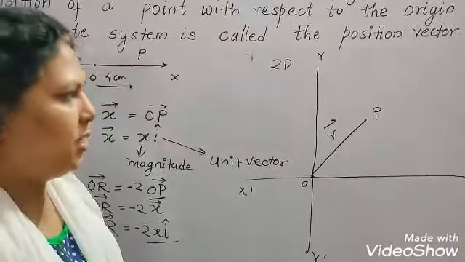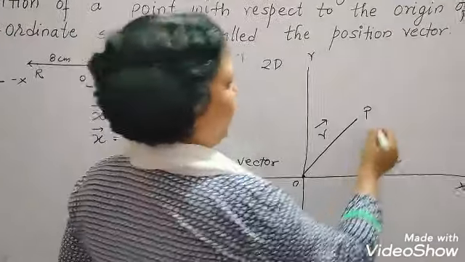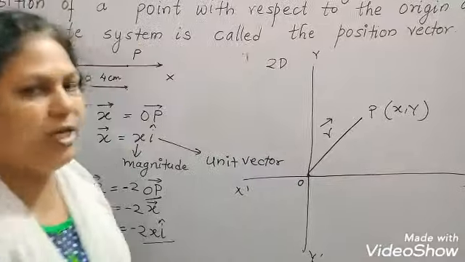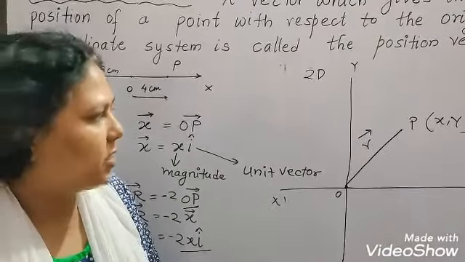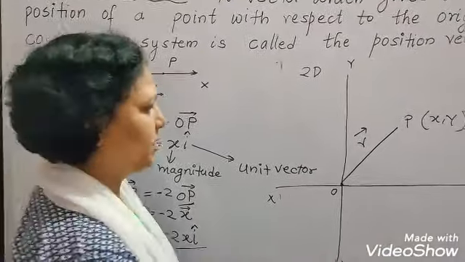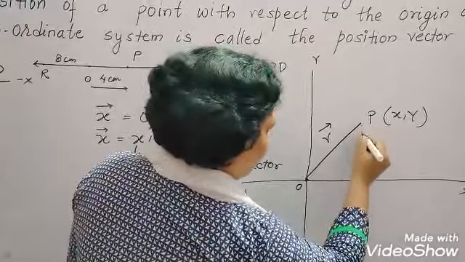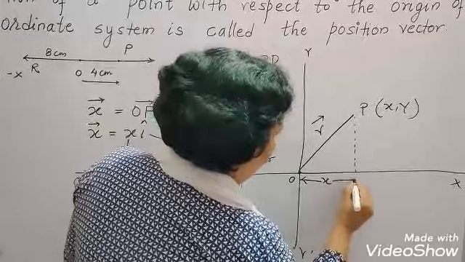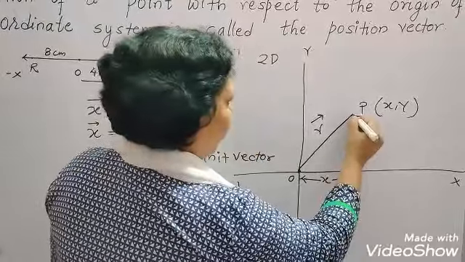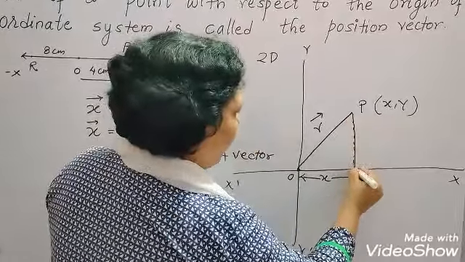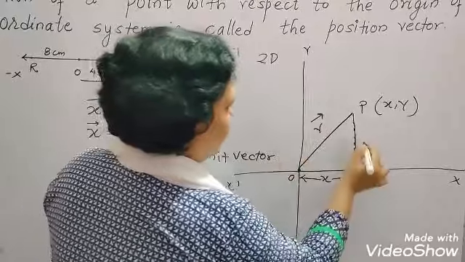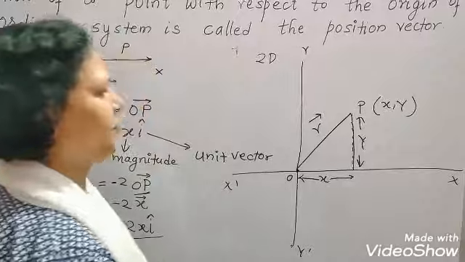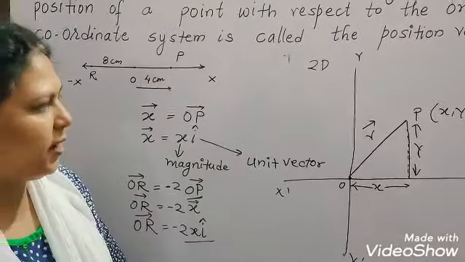Now the coordinates, if we write, this is suppose xy coordinates. The point P has xy coordinates. That means in the x-axis the magnitude is this much, x, and in the y-axis, in this direction, the magnitude is y.